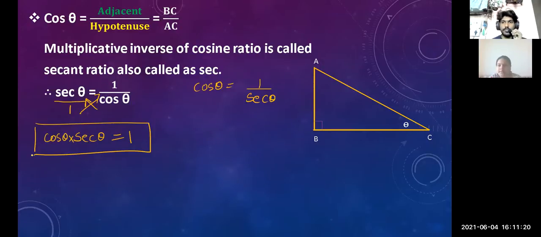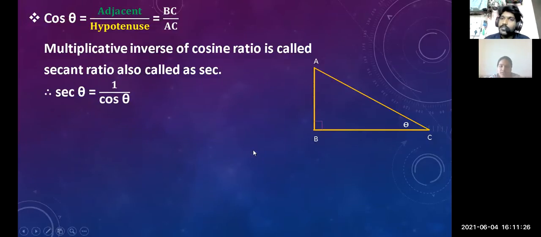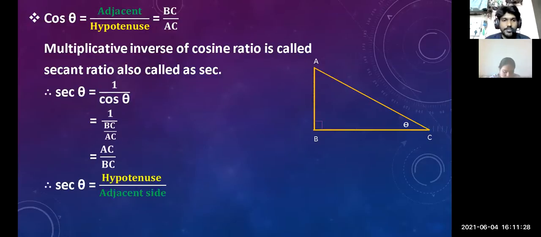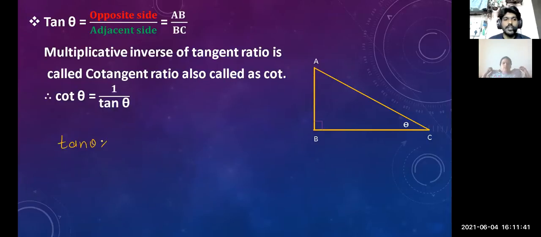Write it down. Done? Okay, good. So then cot theta into tan theta will also equal to 1. Correct. Since tan and cot are multiplicative inverses or reciprocals of each other, tan theta into cot theta is equal to 1. Did you write it? Okay.